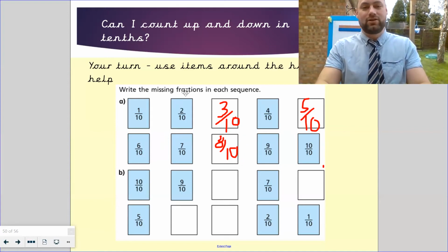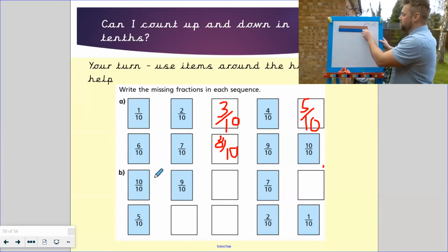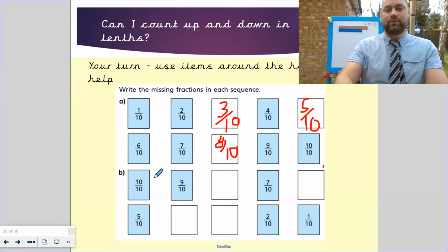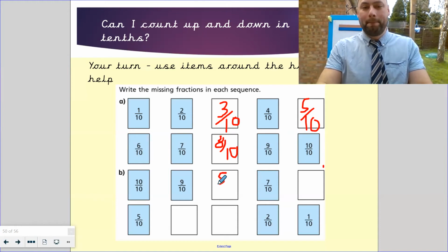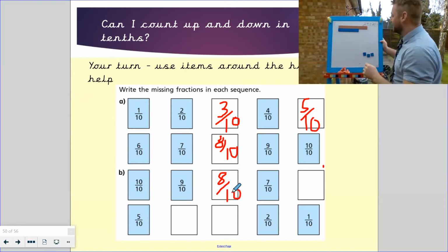Let's go down to these questions now. So well done if you got them right. Give yourself a tick. Now let's go down to these ones. We're going to start off with 10/10s. Now we've got 9/10s. What comes after 9/10s if we're going backwards? 8/10s. Very good. We're going to take one more off. We've now got 7/10s.